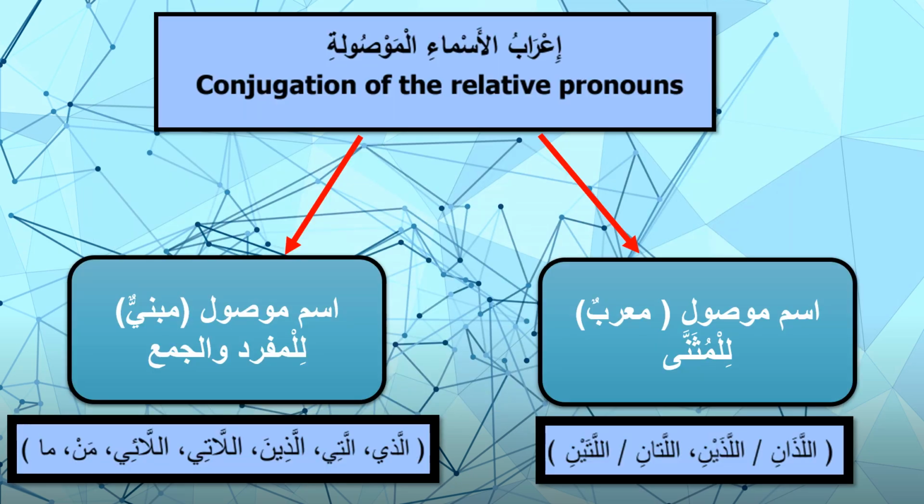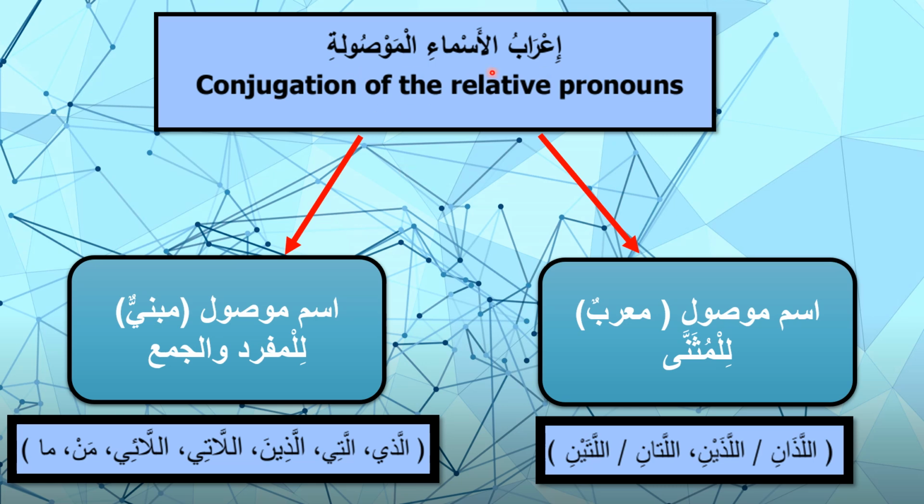How do we do the i'rab of a relative pronoun? I'rabul asma'il mawsula. Asma is the plural of ism. And al-mawsula, why did it change to mawsula with ta marbuta? Because asma became a ghair aqil plural. So mawsula, as it's a sifa following the asma ghair aqil, became feminine singular. Remember the rules of the sifa or the pronoun or the ism al-ishara for ghair aqil.